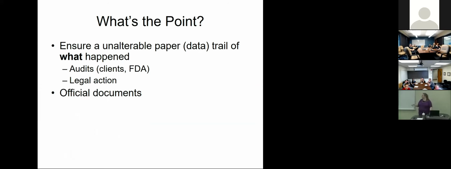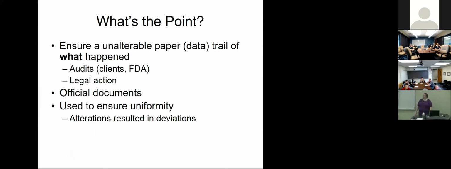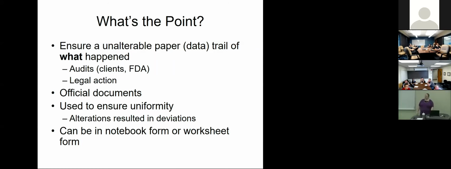So these are official documents, which means I can actually be called into court for every document that my name is signed on. And we also use cGMPs to ensure uniformity, so that if there are any alterations that result in what are called deviations, we have records of what happened that changed. These can be in notebook or worksheet form. So the lab that I was in, we had pre-printed worksheets that we filled in as we went along. Our chemistry department, on the other hand, didn't follow the same experimental protocol every single time, so they worked out of lab notebooks.